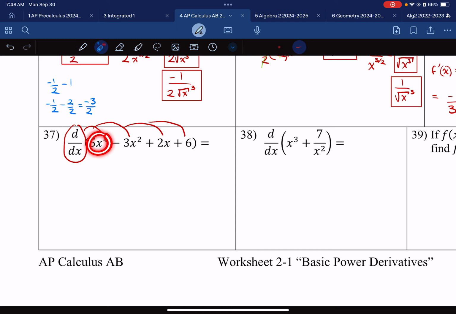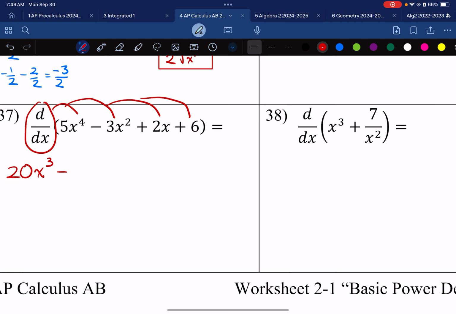So if I take the derivative of 5x to the power of 4, 4 gets multiplied down by the 5, and this is going to be 20x to the power of 3. Minus, okay, 2 multiplies down in front. 2 times 3 is 6. This is going to be 6x to the power of, it goes down from 2 to 1. So I can write down a 1, but you don't write down a 1 if it's simplified, right?